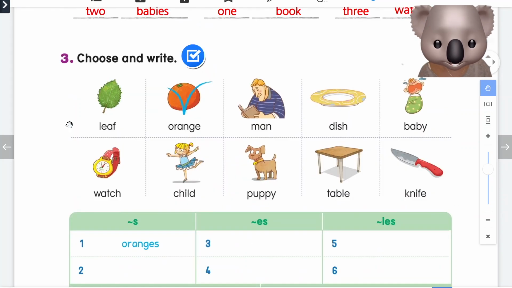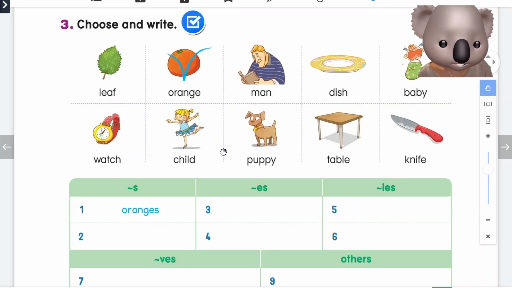Let's go to part 3. We need to choose and write. If we look here, we have all of our pictures. We need to write the plural form of each word. For example, in orange, the word ends in E. So here we just add an S. So we will write it here. Just S. Let's find our other word that ends in an S.